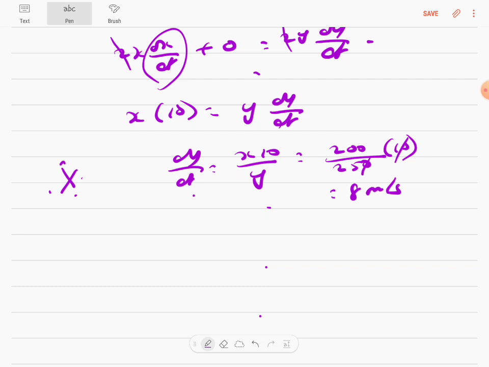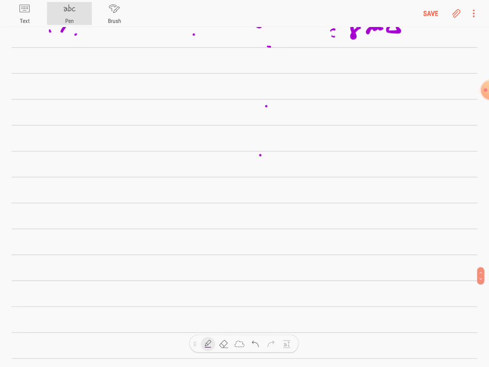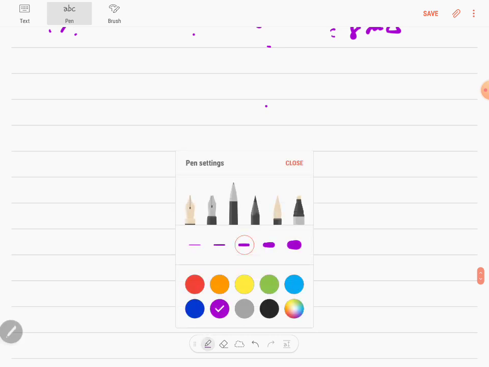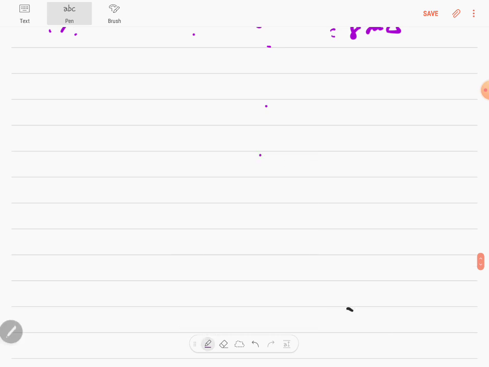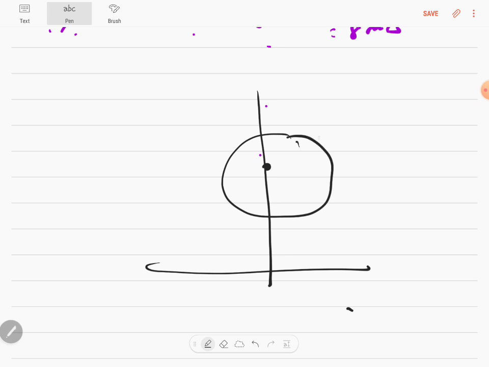Okay. Next question is find the radius of the smallest circle with the center on the y-axis and passing through the point 7, 3. The center being on the y-axis means 0, k is the center.